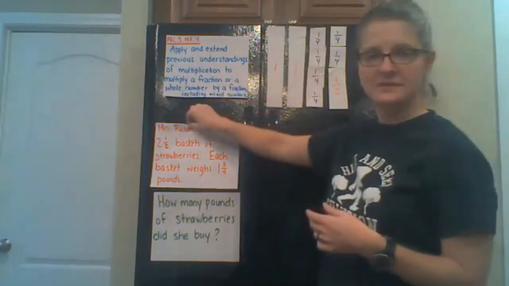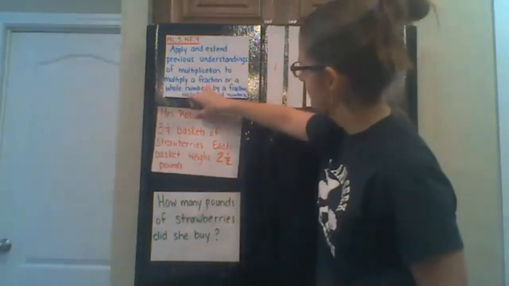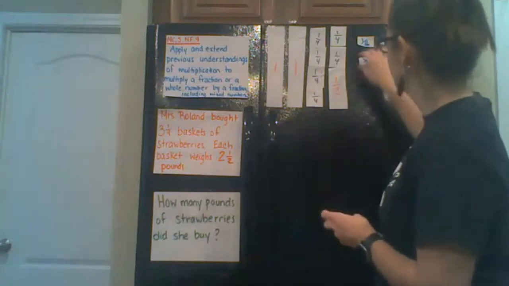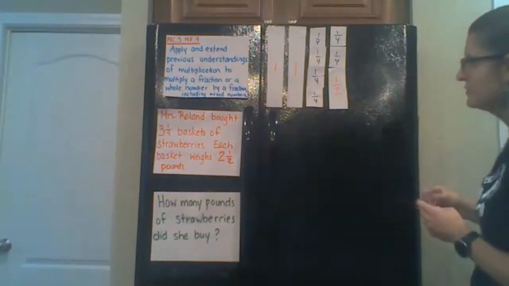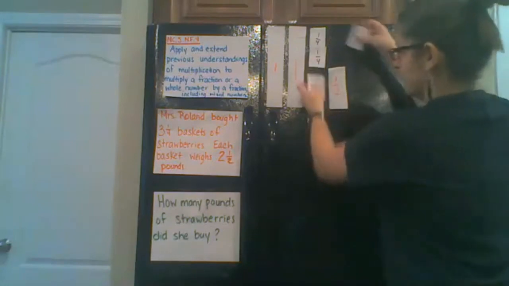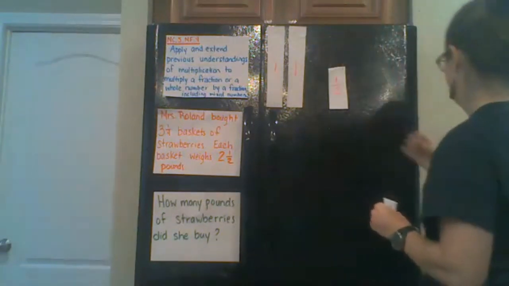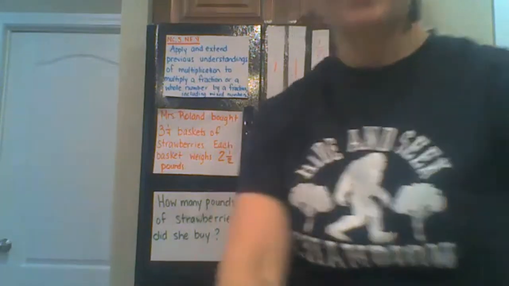So let's change our numbers up a little bit and look at a different one. Okay? So now I have bought 3 1/4 baskets of strawberries, and each basket weighs 2.5 pounds. All right, so I'm going to start out by making my 3 whole baskets. Each one is going to weigh 2.5 pounds. All right, there's 2.5. That's 1 basket.